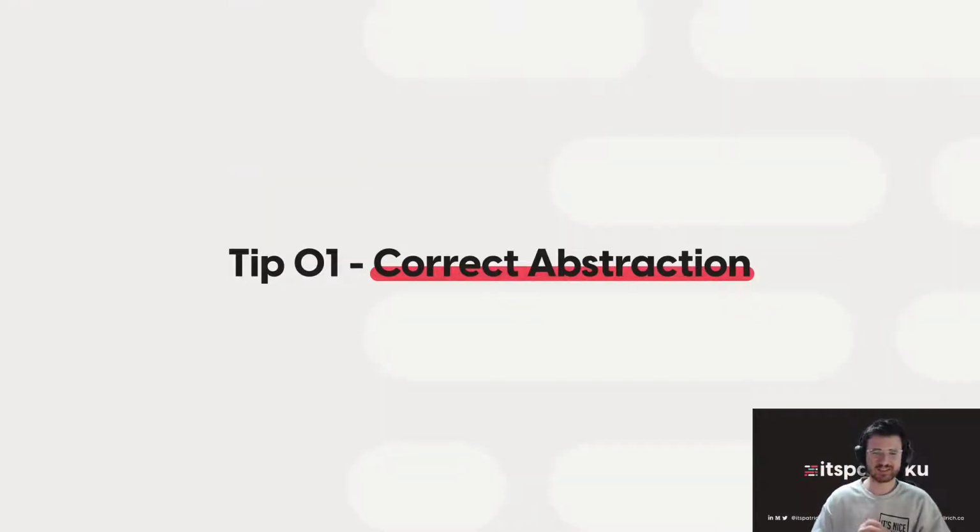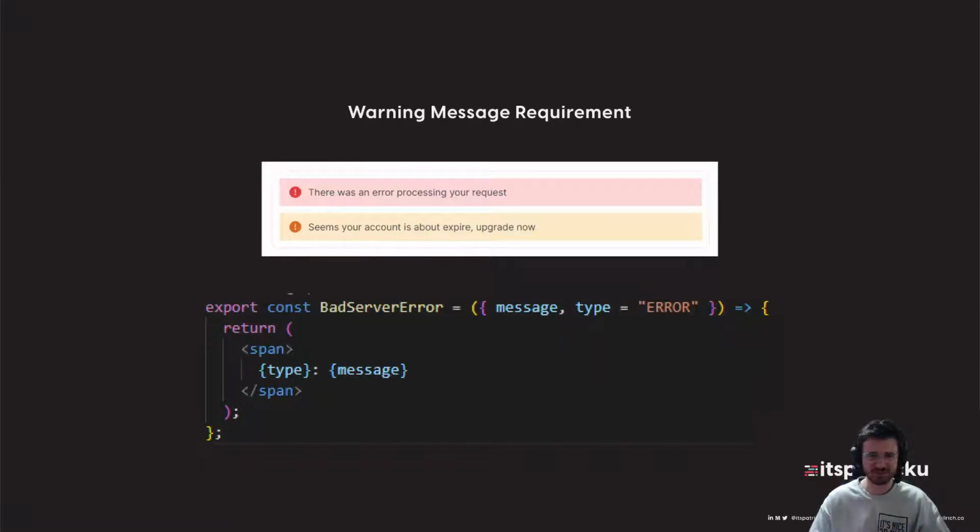And the first one is tip number one, the correct abstraction. I know there's a lot of conversations about this one, and I just want to share how I think about correct abstractions. Remember that warning error component I was talking about a little bit earlier? Maybe when you thought about that error warning component, you had something like this in your mind. You see this, let's say, on Bootstrap, Chakra, and other component libraries, where you have an error message, a warning message, an info message, a success message.